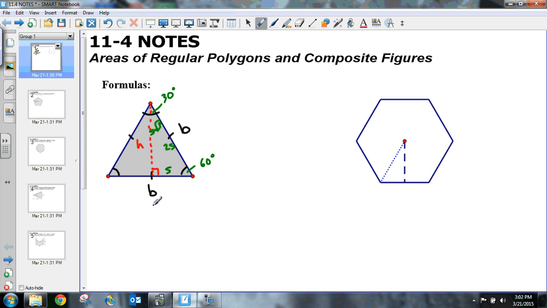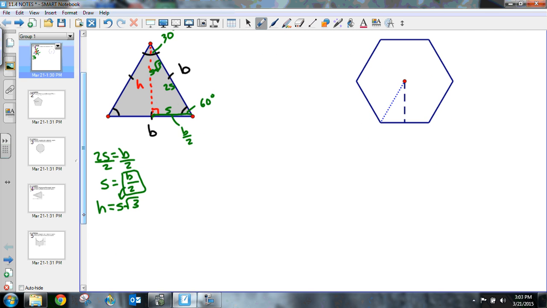So if 2S is equal to my base, and I solve for S by dividing by 2, I get that S, this length from here to here, is half of my base. So this length is B over 2. My height is equal to S times the square root of 3, so I can substitute B over 2 in for S, and I get that my height is equal to B over 2 times the square root of 3.